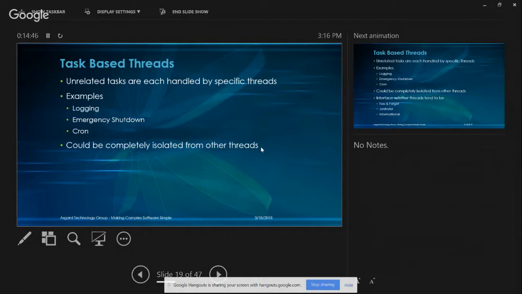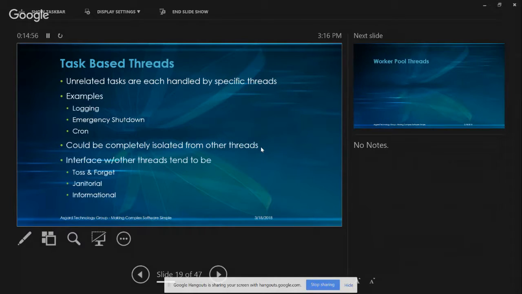One of the advantages of unrelated task-based threads is that they're unrelated, and so there's less possible conflict over resources. Typically, and this is in general, the interfaces between other threads tend to be things like toss and forget. So if you have a logging thread, typically what happens is you package up your log, what you want to log, you throw it over the wall to your coworker, the logging thread, and you forget that you ever handed it to them. You don't know about it anymore.